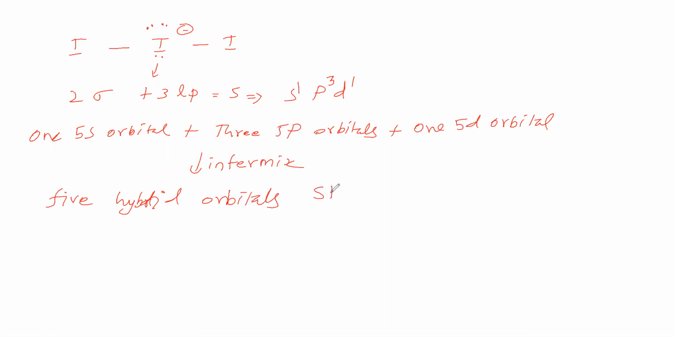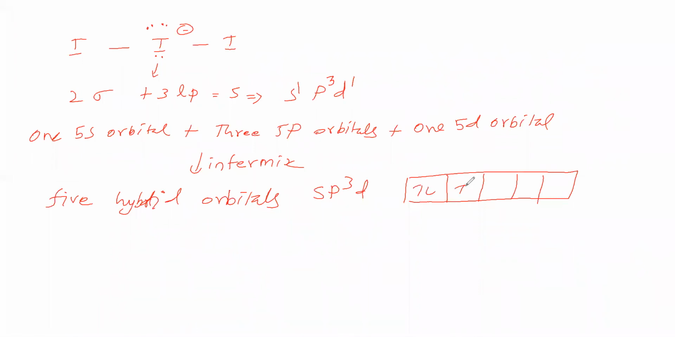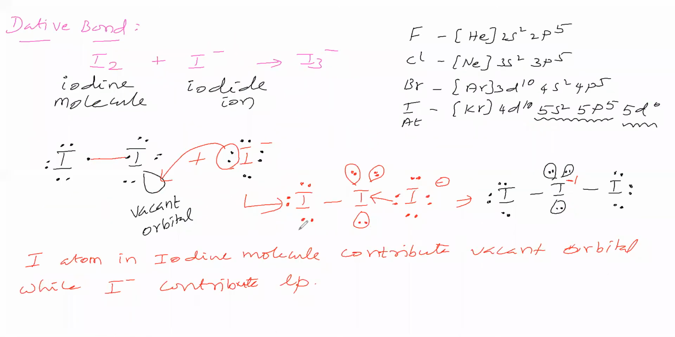Hybrid orbitals name is what? sp3d. Okay, so 5 hybrid orbitals we got. Now valence shell is having how many electrons? Valence shell is having 7 electrons. Okay, that 7 electrons we will take. So 2, 4, 6 and 7. Okay, we have violated Hund's rule here. 7 electrons are written here.